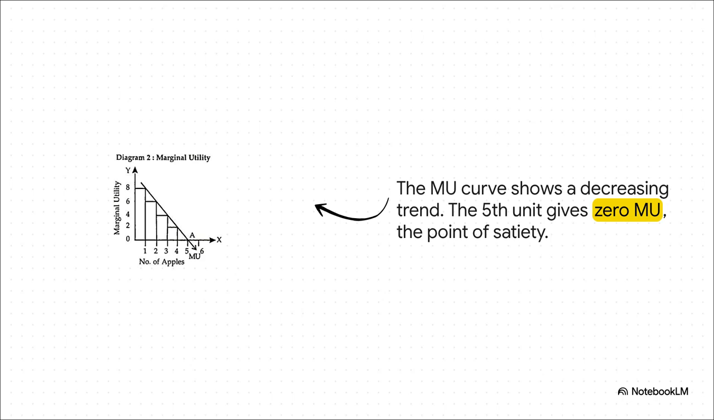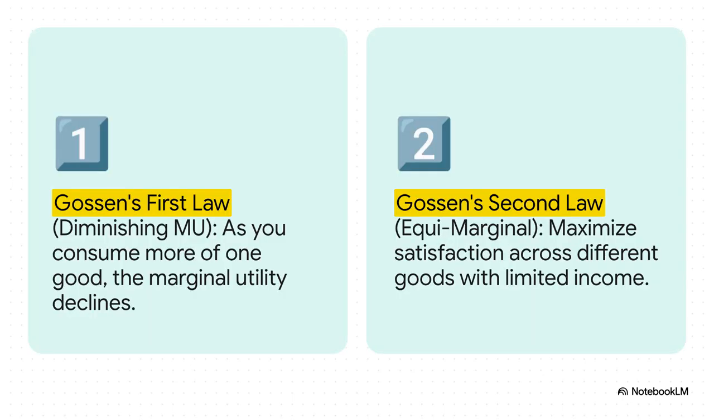They've had too much. Okay, MCQ alert right here. It's really common to get questions that try to confuse Gossen's first and second laws. It's simple though. The first law, that's what we just covered, it's all about consuming more of a single good. The second law is about how you spend your money across different goods to get the most satisfaction possible.